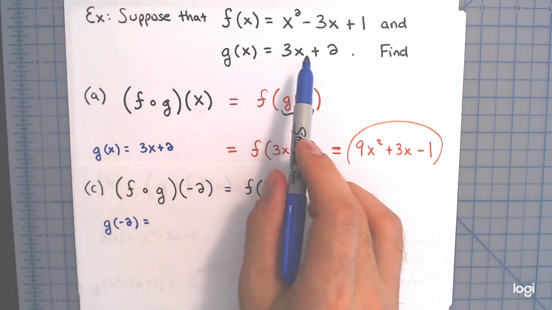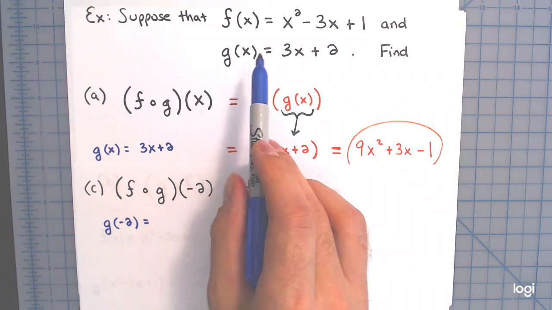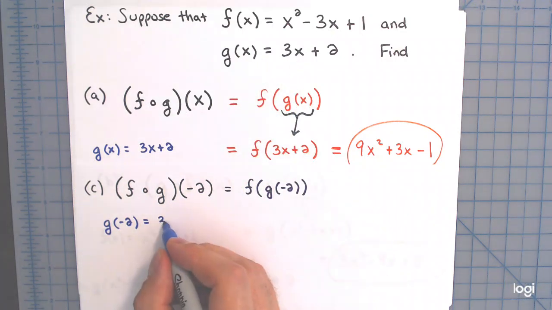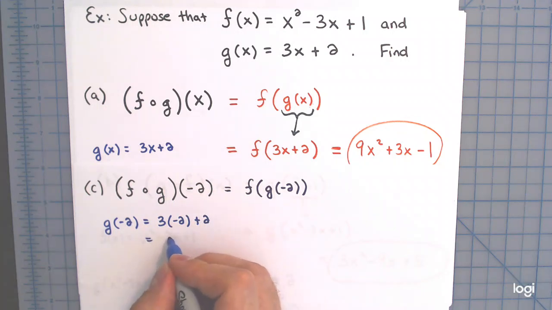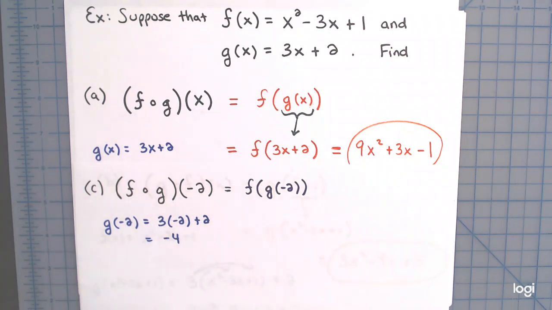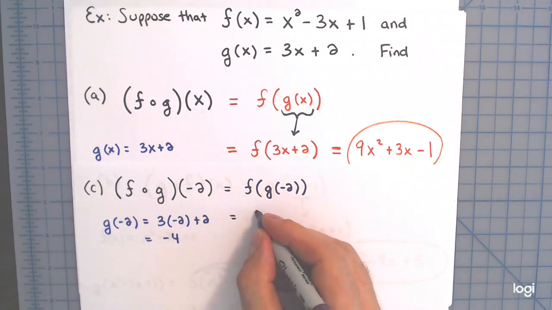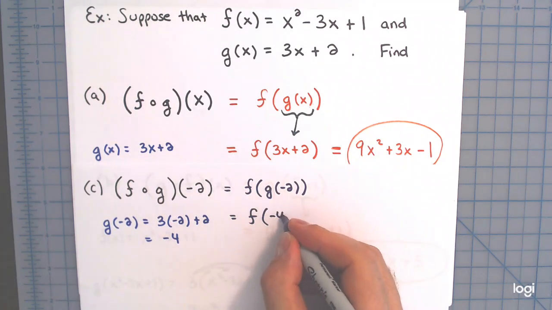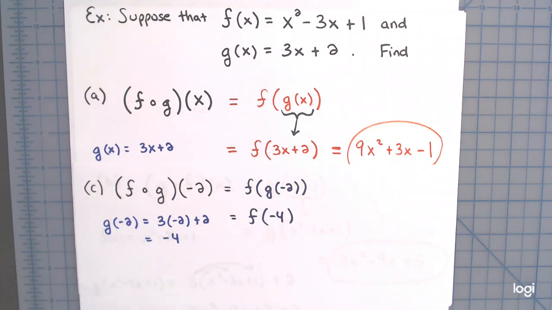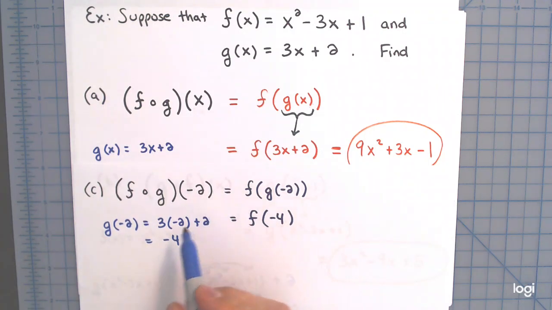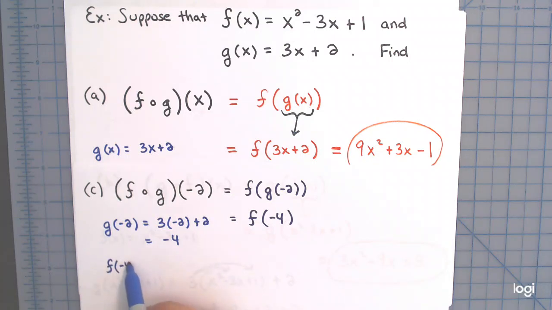So I go up to the rule for g. G at -2 would be 3 times -2 plus 2. And that's -6 plus 2, -4. So then this becomes f of -4. G of -2 is -4, and then all we're finding now is f of -4.